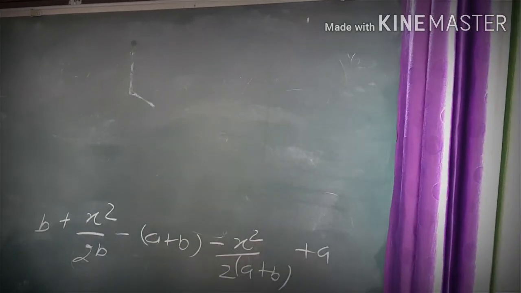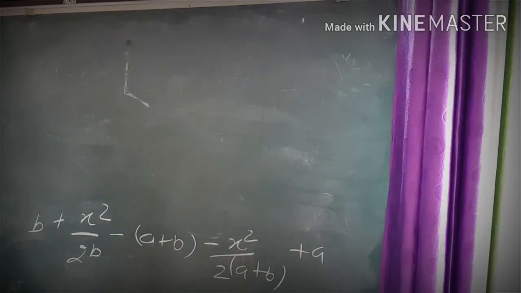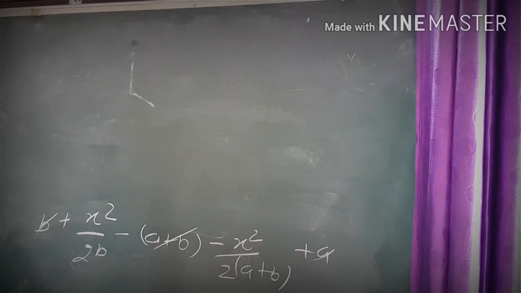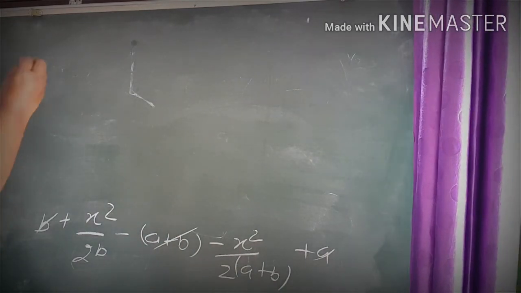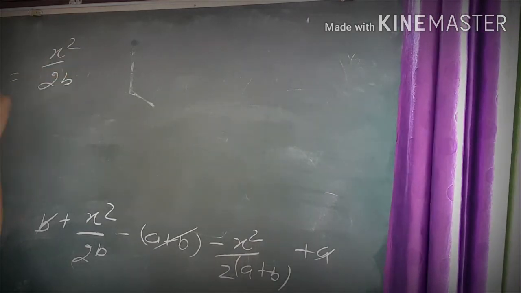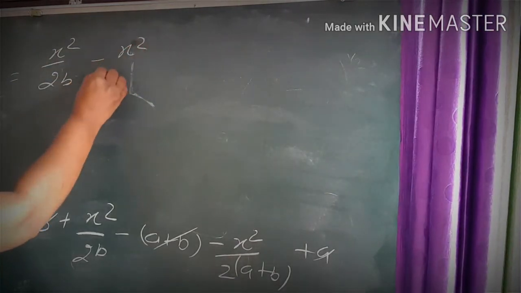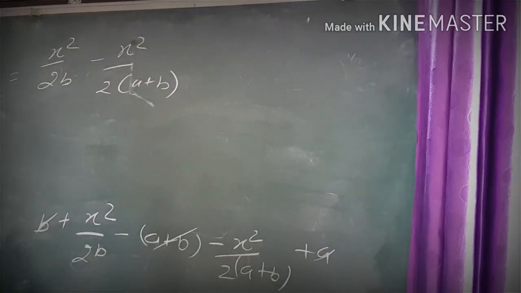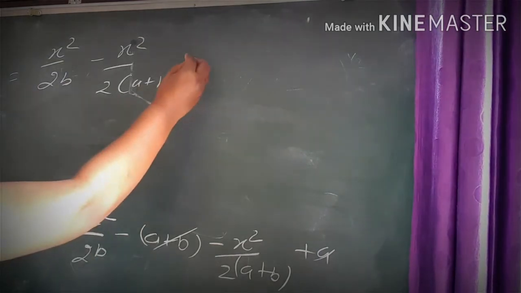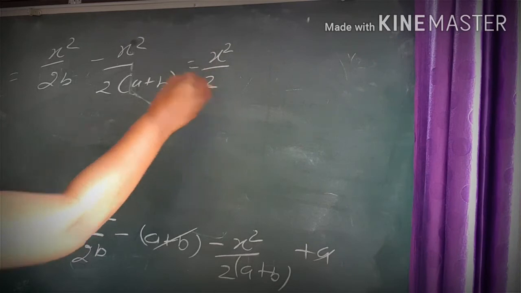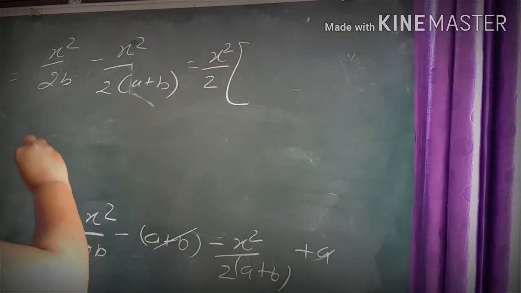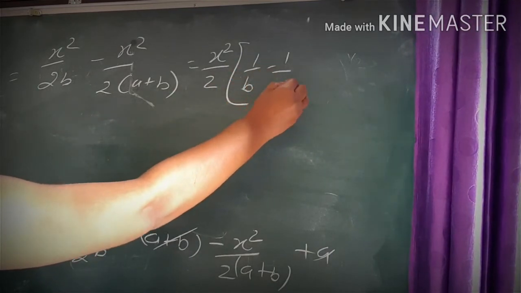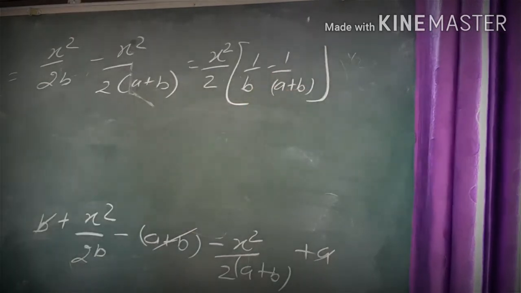Now we have a and b cancelled out, and the remaining terms are x square by 2b minus x square by 2, into a plus b. Here x square by 2 is common, and we have 1 by b minus 1 by a plus b.